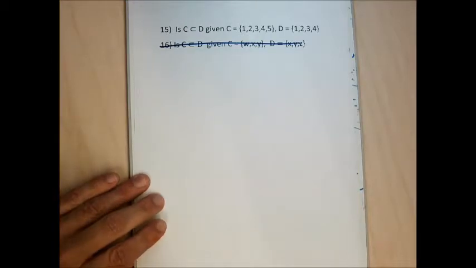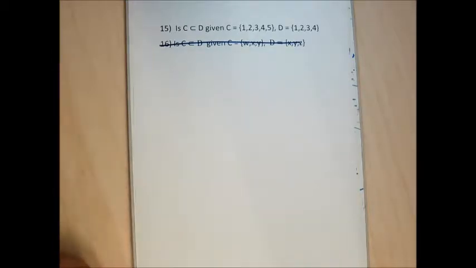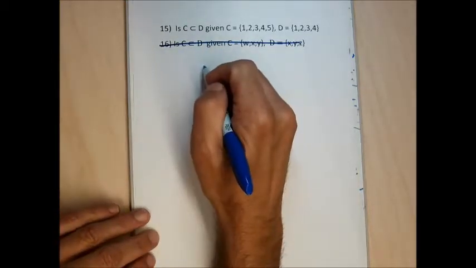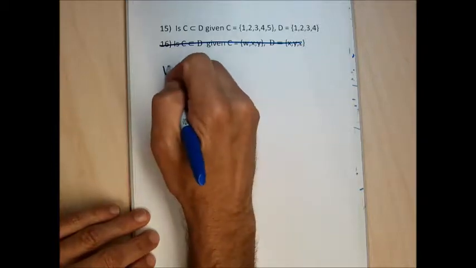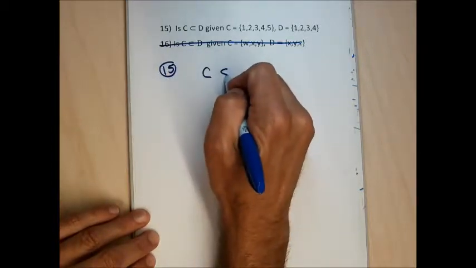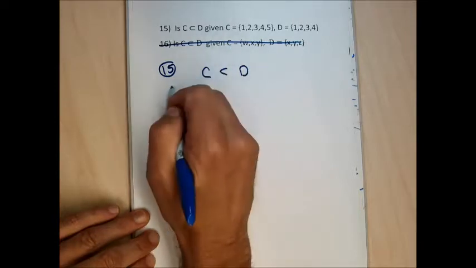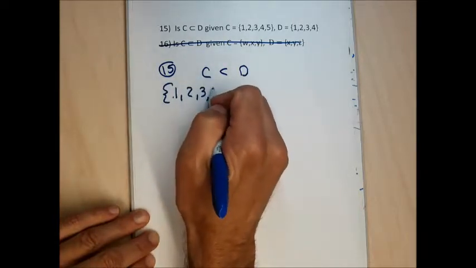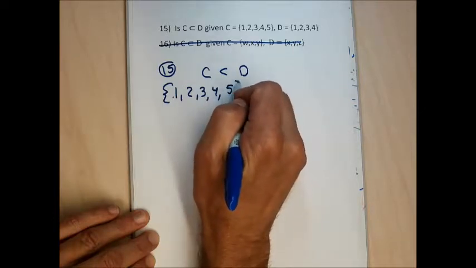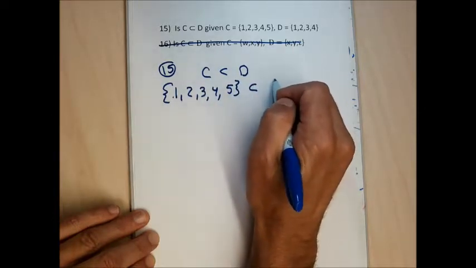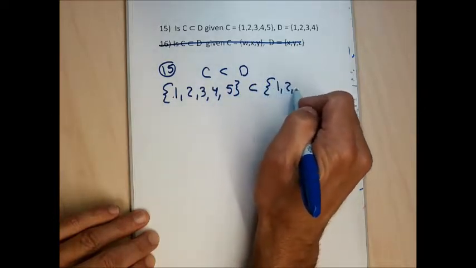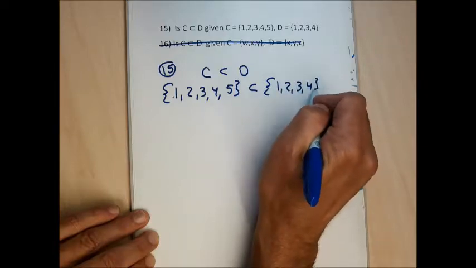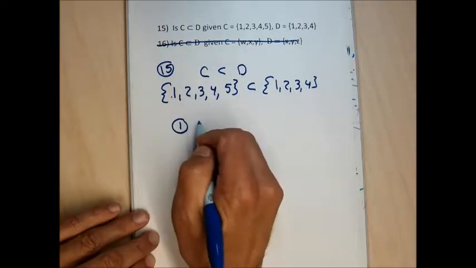I guess I could do, well, I crossed it out. Let me do 15 with you. So 15 is asking, is C a proper subset of D, where C is the set containing 1, 2, 3, 4, and 5, and D is the set containing 1, 2, 3, and 4. So I need to verify 3 criteria.